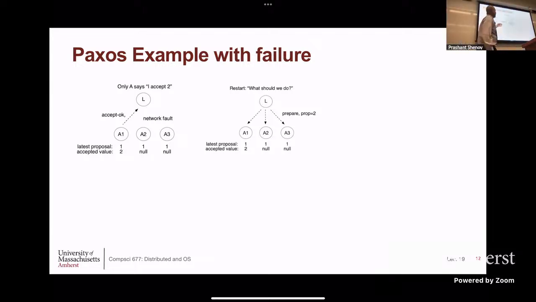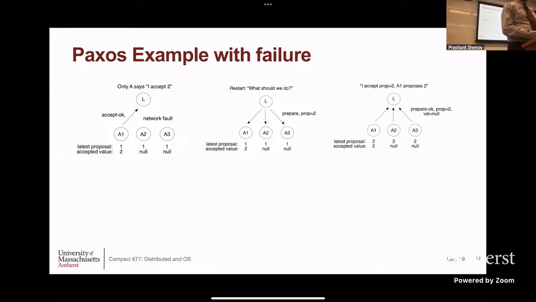Okay, so it's basically sending "what should we do?", which is a prepare request, and it goes to all of them. You will see now that A1 is going to say, I already accepted 2, so it's round 2, its value will be 2. A2 and A3 will return null, so we haven't accepted a value yet. Is that clear? What I just said?